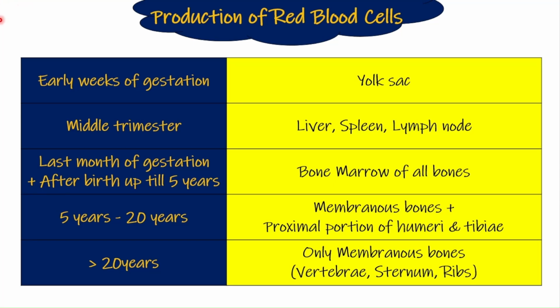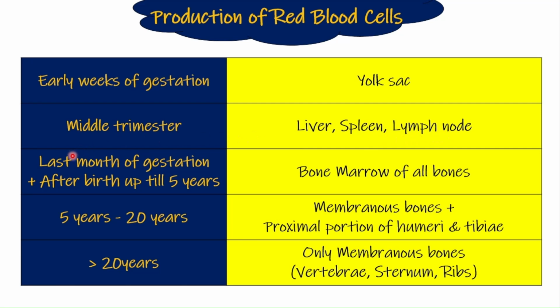So let's start. From where are the red blood cells produced, or exactly where does erythropoiesis take place? You all know the answer, that the red blood cells are formed in the bone marrow. But this is not the case in gestational life. In early weeks of gestation, the red blood cells are produced from the yolk sac, whereas in the middle trimester, the red blood cells are produced from the liver, spleen, and lymph nodes.